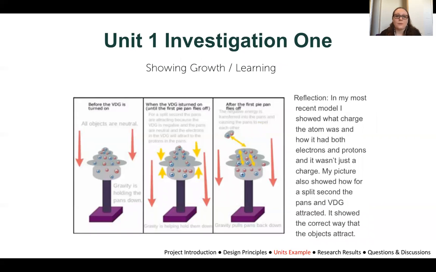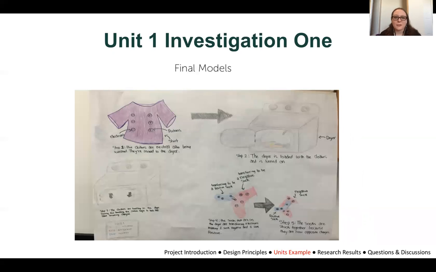And as they move even further through the unit, they now have a deeper understanding that actually the Van de Graaff and pie pans really have positives and negatives in them, and that there's an imbalance of these that cause the overall net charge, where they'll see their phenomena happening. And so at this point, you're probably thinking, well, what does this have to do with clothes sticking together when they come out of the dryer?